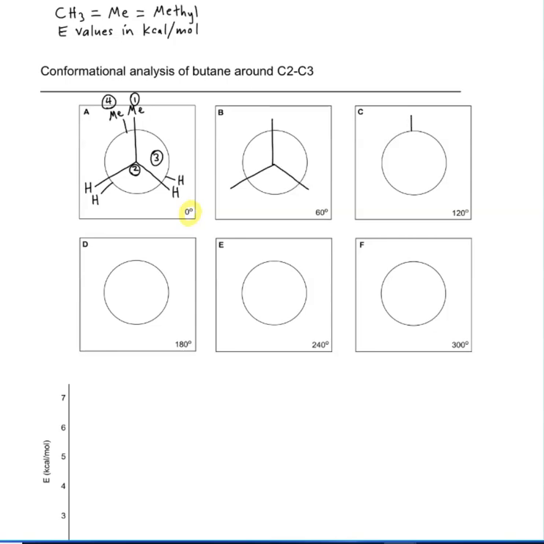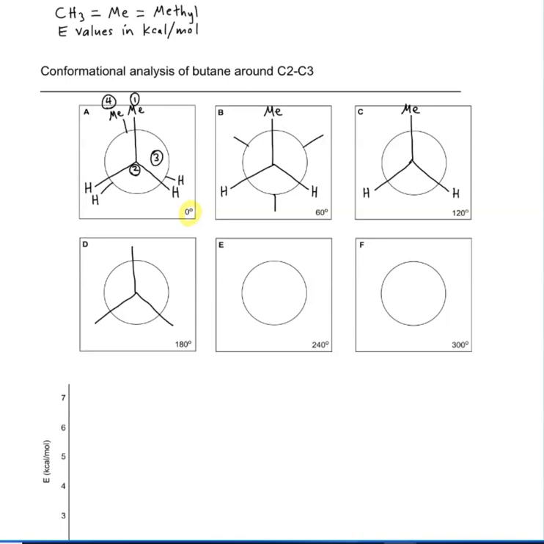So what I'd like you to do is to pause the video and fill in the other ones. And so what we're going to do is the following. So that we all have the same drawings at the end of this, we're going to keep the groups on the front carbon in exactly the same positions. So we're not going to move those, but we're going to rotate the back groups, and we'll do so in a clockwise fashion. So let me do the first one for you.